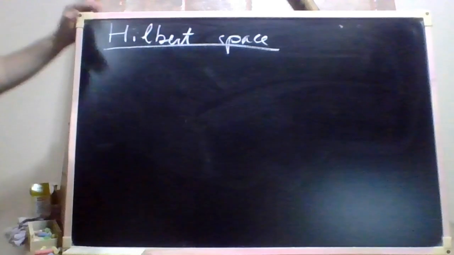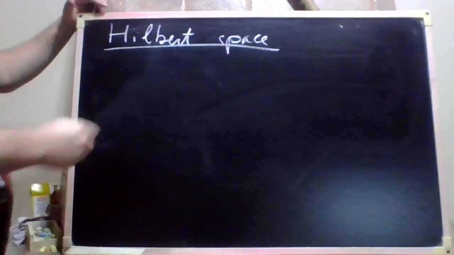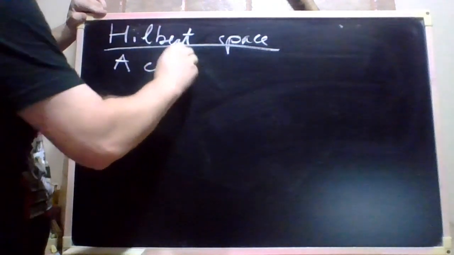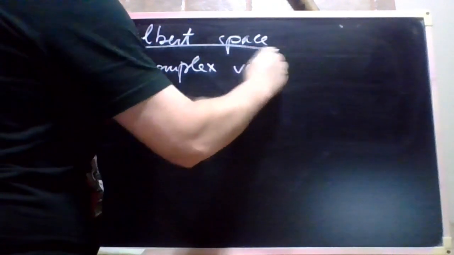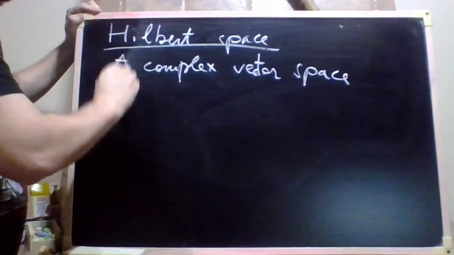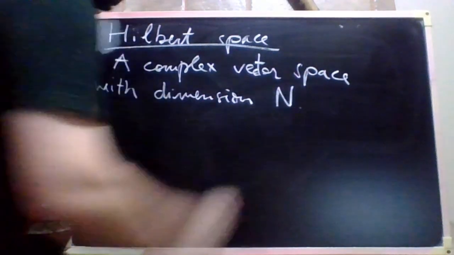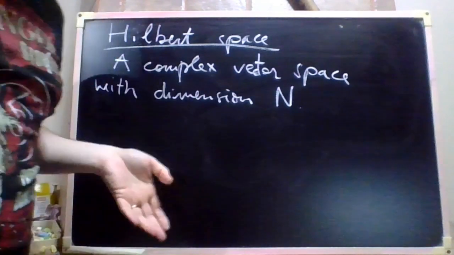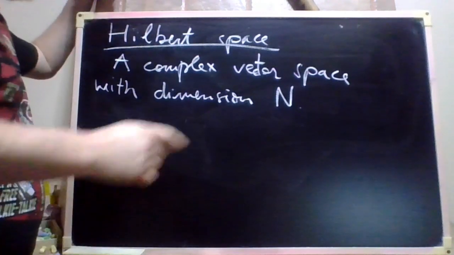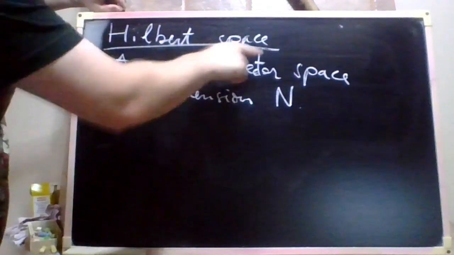So what is a Hilbert space? It's a key ingredient in quantum mechanics. Well, a Hilbert space is basically a complex vector space with dimension n. You have n independent axes, let's say, and a vector is built by complex components, okay? So Hilbert space is a complex vector space.